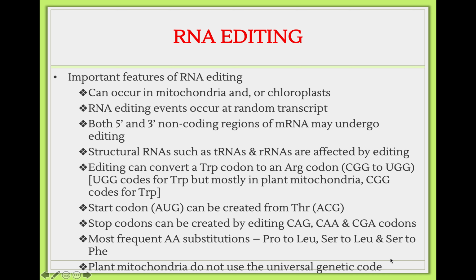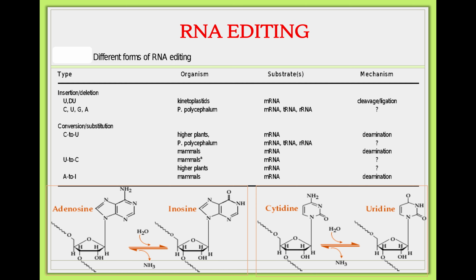Okay? So the most frequent amino acid substitutions are from proline to leucine, from serine to leucine, and from serine to phenylalanine. So plant mitochondria do not use the universal genetic code. That's why you can see this. Okay, so they have a code of their own. They do use the genetic code, the 64 codons, but there is a variation to it.